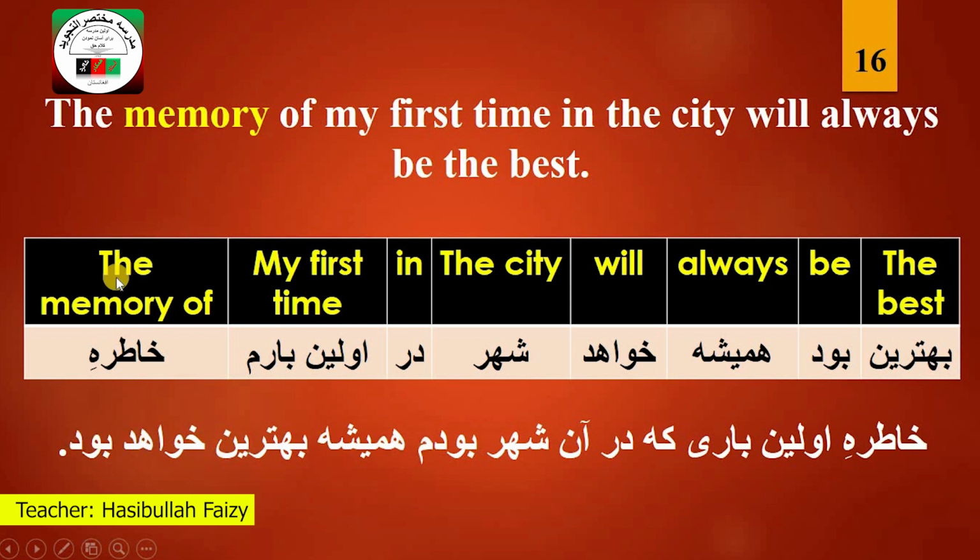ترجمه کلمه به کلمه: The memory of خاطره، my first time اولین بارم، in در، the city شهر، will خواهد، always همیشه، be بود، the best بهترین.